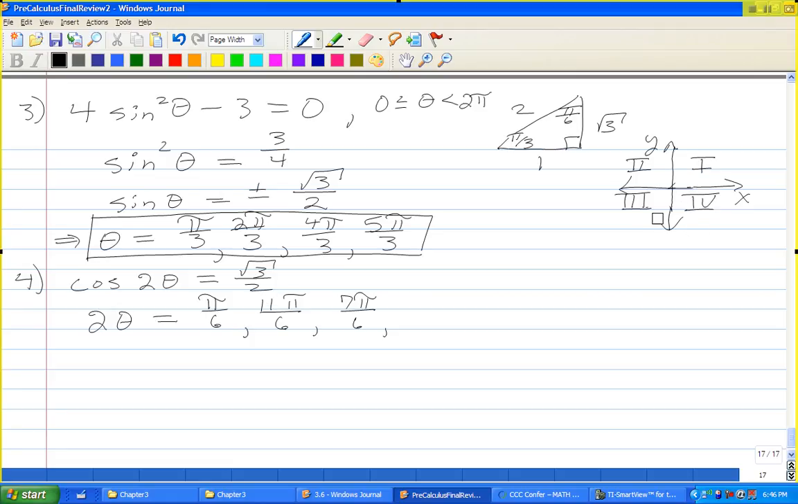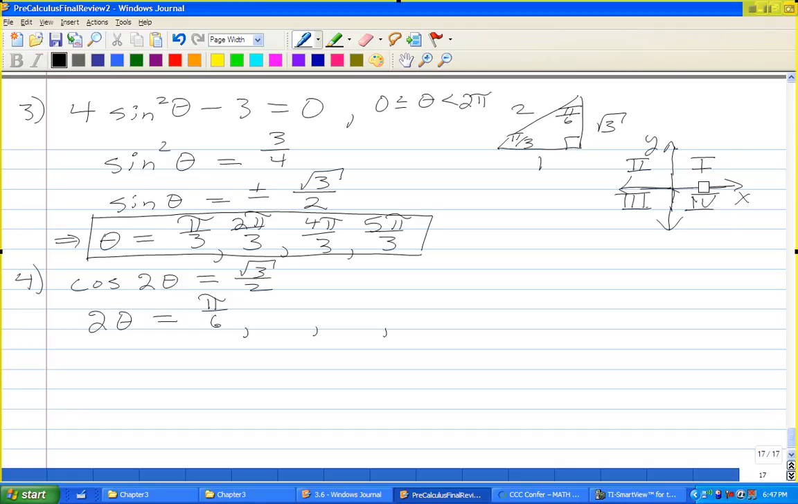Did I make an error here? I want to go here, wait. Let me just, wait 1 second. There's something wrong with the 7 pi over 6. Okay, so I want to be here and here. Oops. I'm labeling it for the wrong thing. So I want to be here and here.